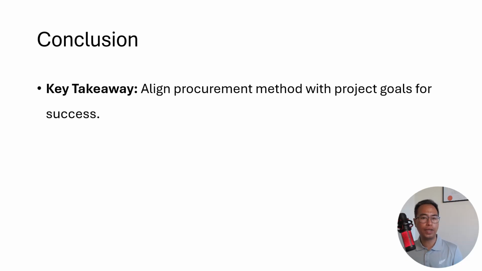In conclusion, the key takeaway is this: align your procurement method with the project goals to ensure success. By carefully considering factors such as time, cost, quality, and risk, you can select the approach that best fits your project requirements.